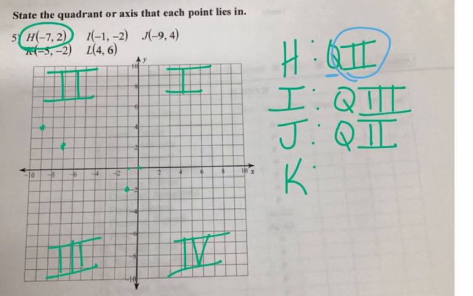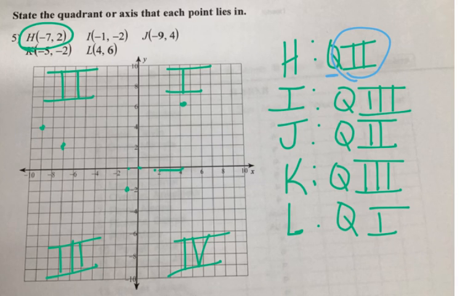Now, I want you to pause the video and then go ahead and do point K and point L for yourself, and then we'll check your answer. So point K should be negative 5, negative 2, right? And that puts you in quadrant 3. Now looking at point L, 4, 6. So we go to the right 4, up 6. Here is point L, and that is quadrant 1.